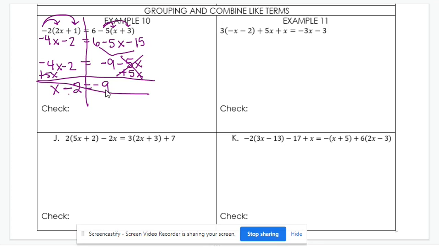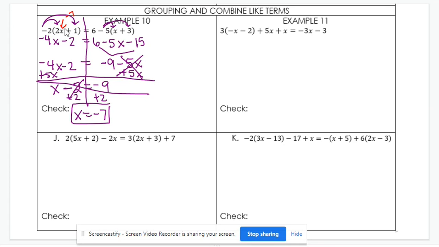Then I want to move the constant on the left because it's with the variable, so I'm going to add 2 to both sides. And that leaves me with x equals negative 9 plus 2, which is negative 7. Now to check it, you're going to have to use your calculator, and where you see the x, you're going to plug in negative 7. So you type in negative 2, open parentheses, 2 times negative 7 plus 1, close parentheses, and hit the equal sign.